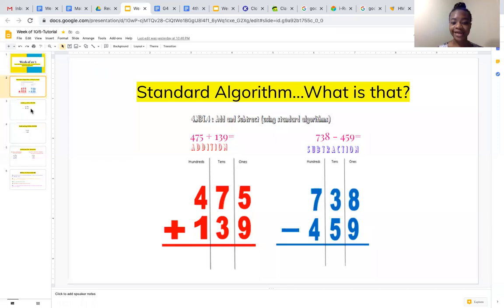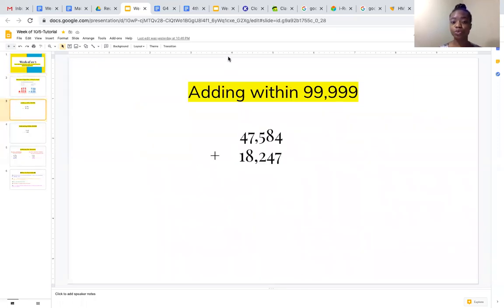Now, let's look at an example of exactly how we should work out an addition problem using the standard algorithm. So here we have 47,584 plus 18,247. We always want to start with the ones place. So here we have 4 plus 7. That gives us 11. We're going to write just one digit in one space. We're not writing 11 in the ones place.